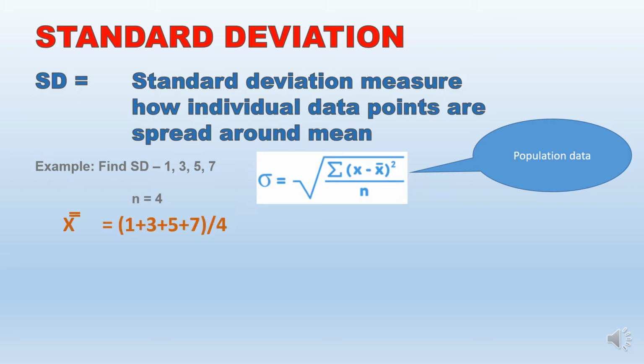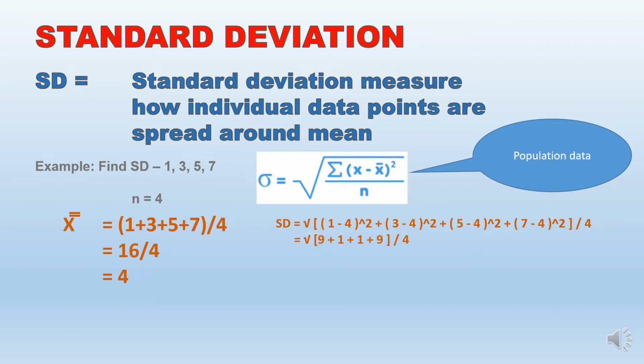x bar is calculated by adding all the values divided by the number of readings. So (1 plus 3 plus 5 plus 7) divided by 4; the x bar value is 4. Now we can calculate the sigma value. As per the formula, the square root of: the first value 1 minus x bar 4 whole square, plus the second value 3 minus 4 whole square, plus 5 minus 4, as well as 7 minus 4, divided by the number of readings 4. By calculating this we can find the standard deviation.